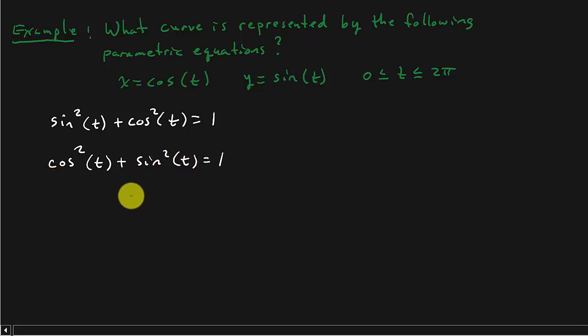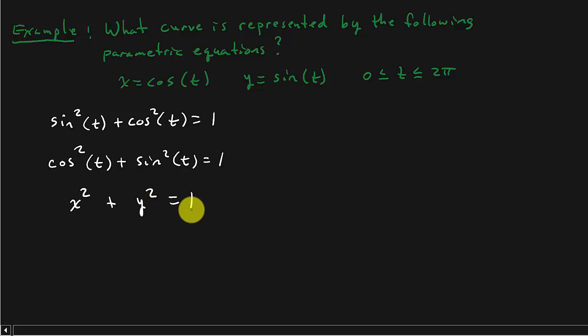I just wrote cosine squared plus sine squared instead of sine squared plus cosine squared, and you'll see why in a minute. So let's replace cosine with x. Let's just go ahead and replace it, and then I'll show you.